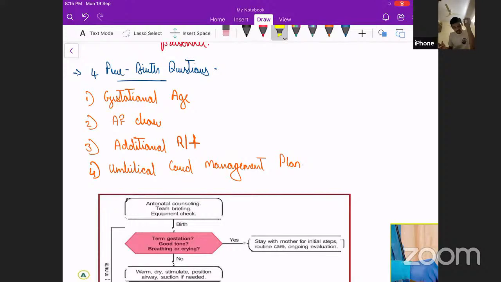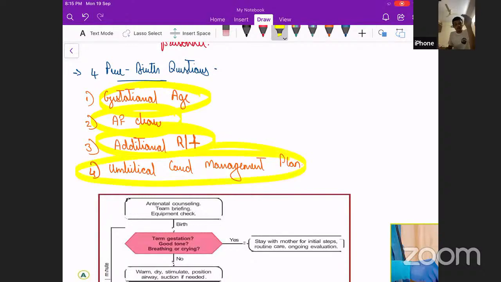Over there, we'll have to first ask the four questions. Four pre-birth questions. What are they? One is the gestational age. Next is whether amniotic fluid is clear or not. Next, if any additional risk factors are present. What are the risk factors which we have already seen? If any of these risk factors are present. And next, we'll have to plan umbilical cord management, if delayed cord clamping is possible or not. Okay, fine. So these are the four pre-birth questions.